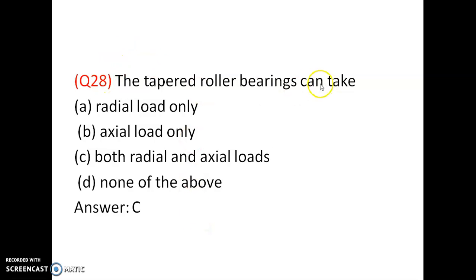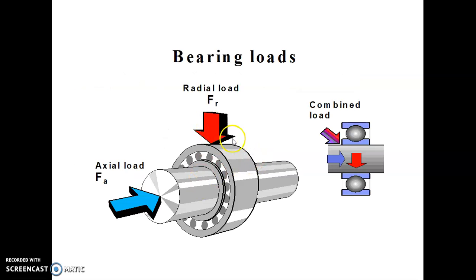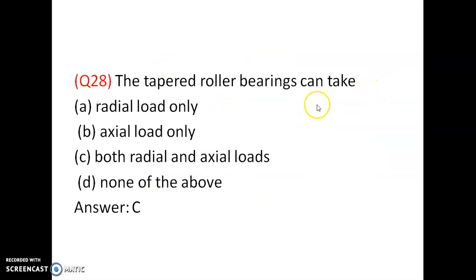The tapered roller bearings can take both radial and axial load. A radial load is along the radius, where the load is acting along the radius. An axial load is along the axis, where the load is acting along the axis. So the tapered roller bearings can take radial load as well as axial load. So option C is correct.